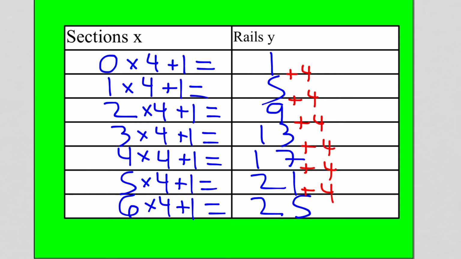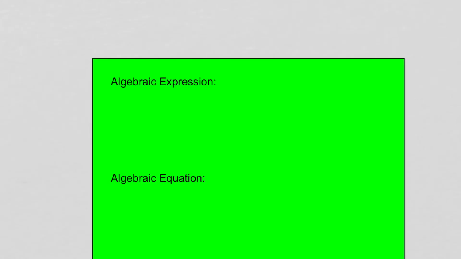Now you'll notice in this chart, we've called sections X and rails Y. We're going to start to use those letters for our algebra language. Those letters are called variables. So we're going to use this for our algebra language. We're going to take this algebra pattern that we've discovered, and we're going to write this in the proper algebra form.